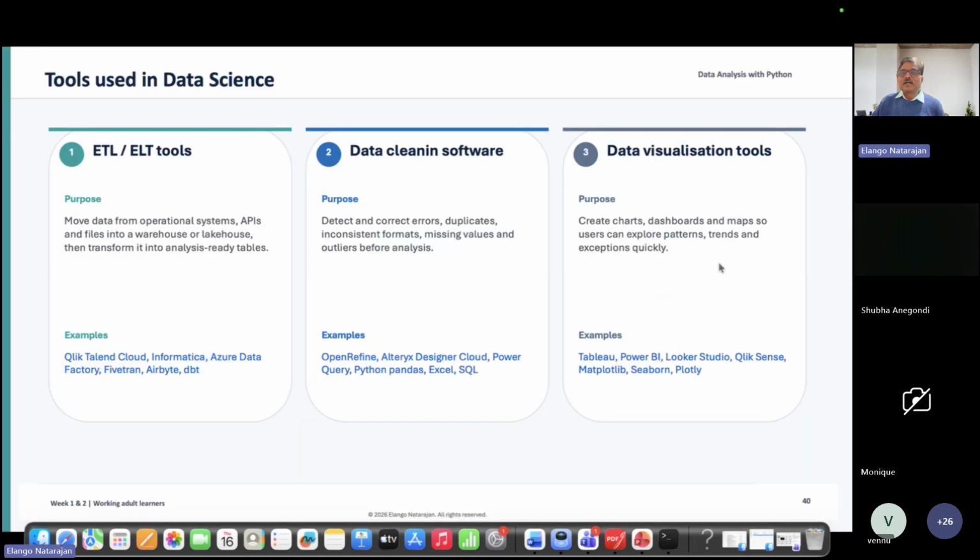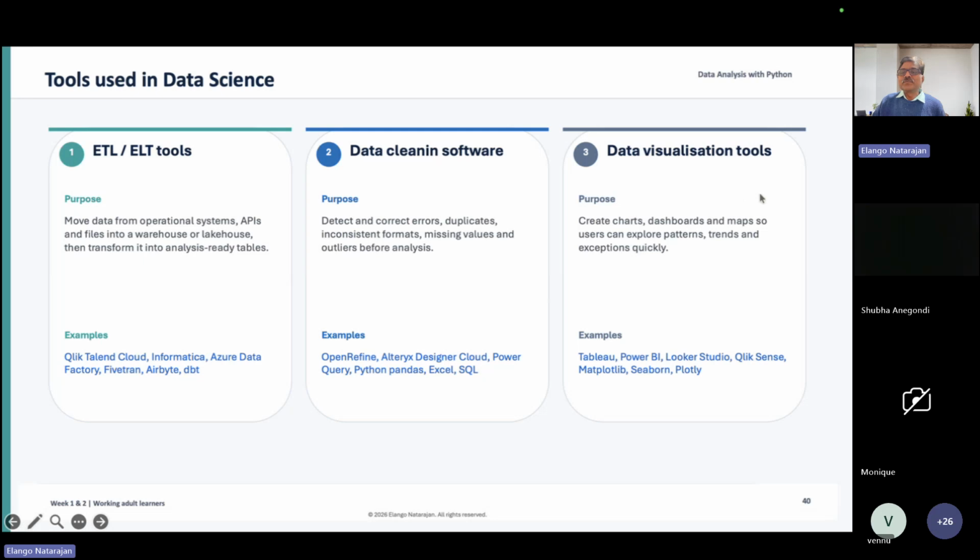Coming to data visualization tools, Tableau is a very famous one. Power BI is the Microsoft one. Looker Studio, ClickSense, Matplotlib, Seaborn, Plotly. These three are very good libraries we use in Python. Actually, I'll be touching on all these things after the fourth week.